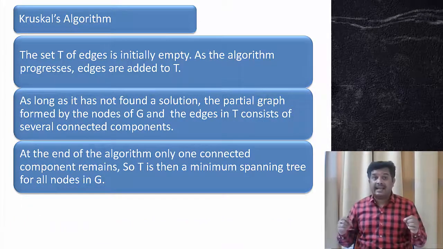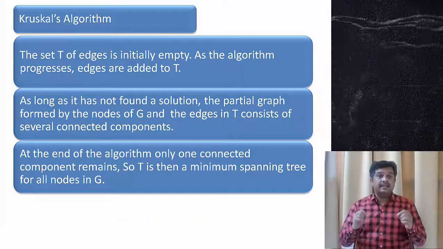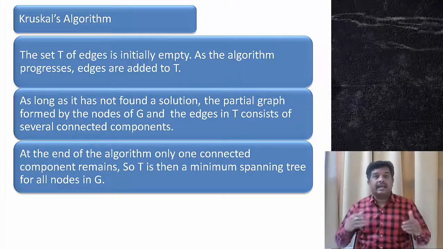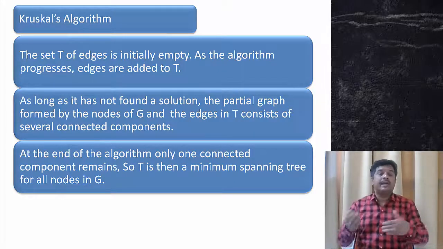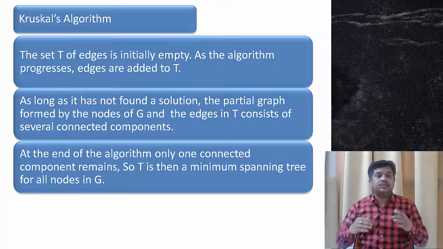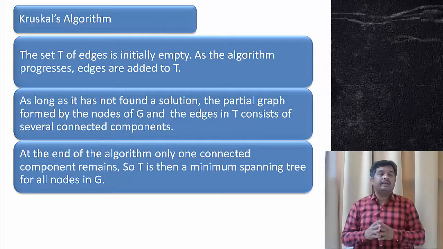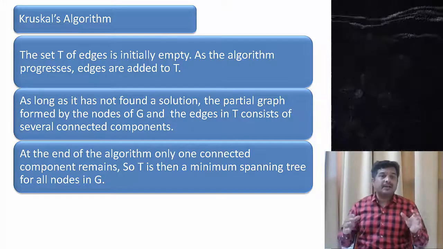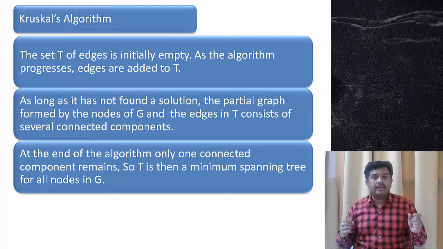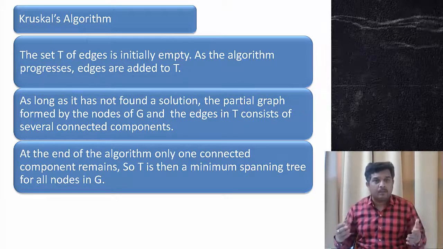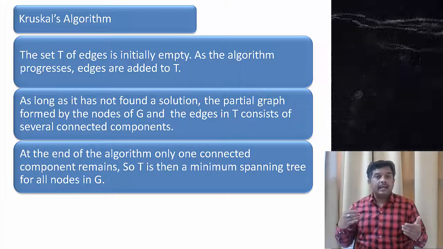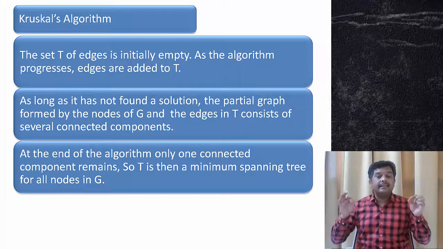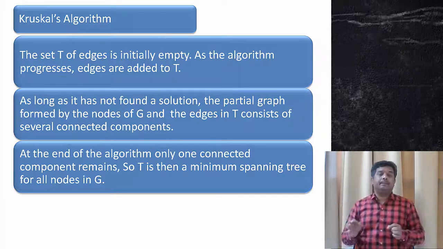Let us see what Kruskal's algorithm is. Let the edge set T be initially empty, and as the algorithm progresses, we will add one edge after another to the tree T. As long as it has not found a solution, the partial subgraph obtained consists of several connected components, and at the end of the algorithm only one connected component will remain, and that will be the minimum spanning tree.